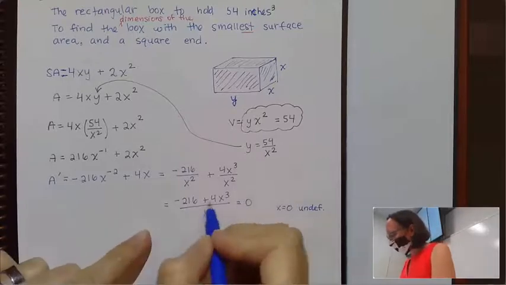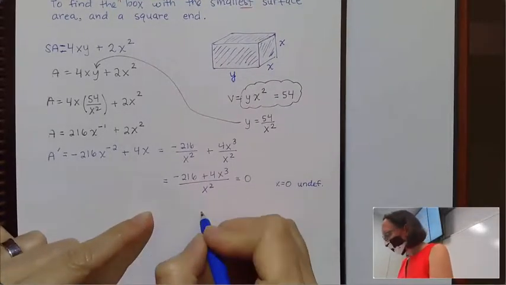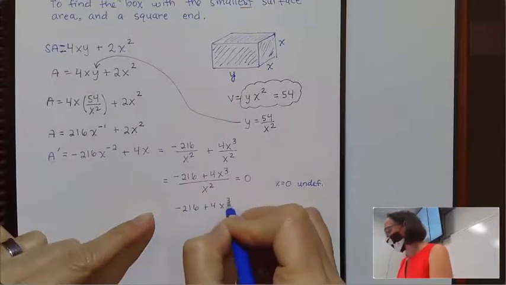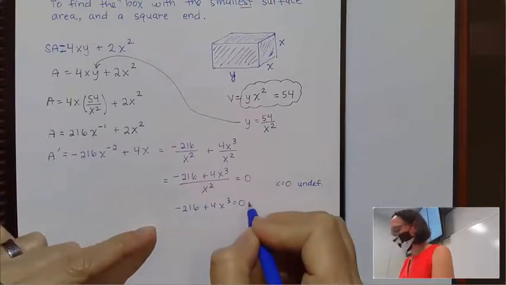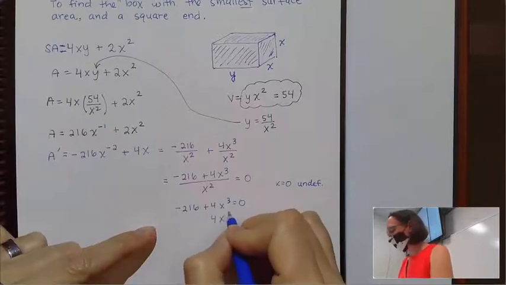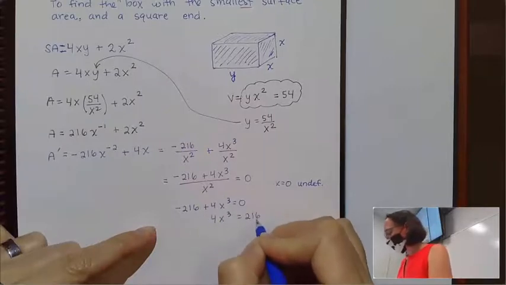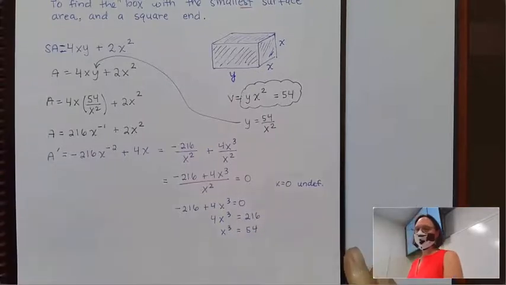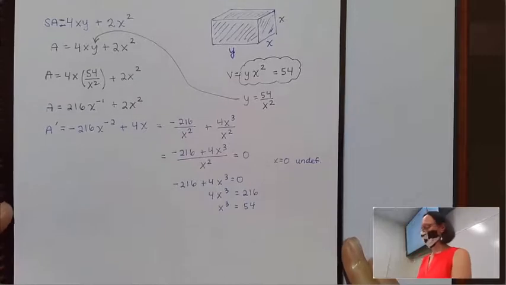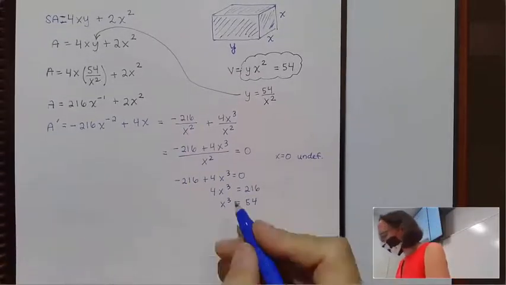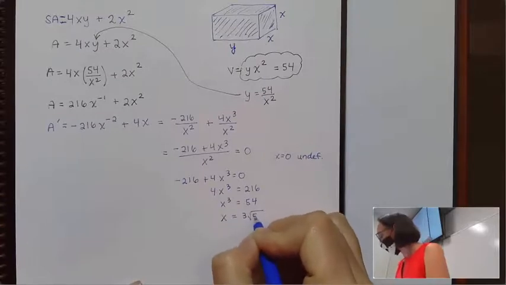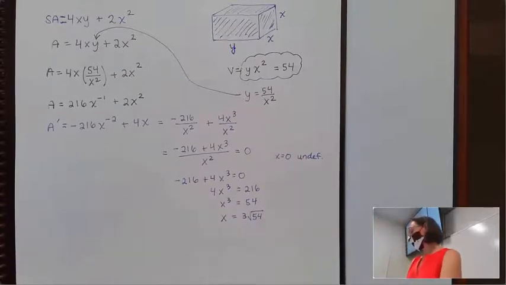So if I focus on the numerator here, negative 216 plus 4x cubed is equal to 0. I would just move the 216 over. So x cubed would be 54. Which would make x the cube root of 54, which we could simplify a little bit if we wanted to, but I wouldn't worry about it.